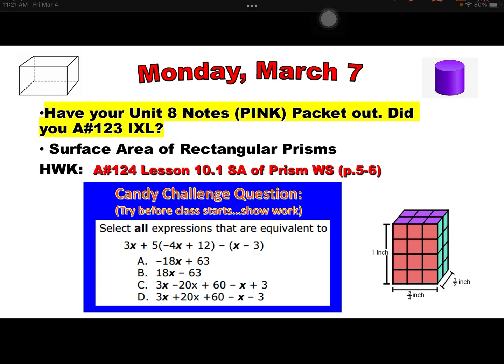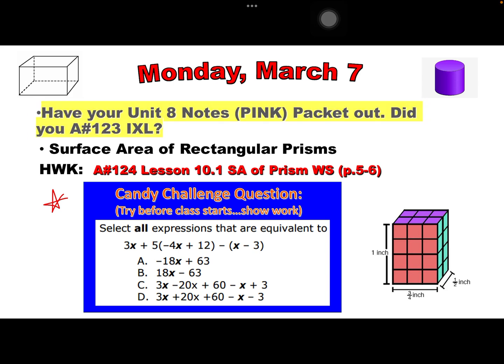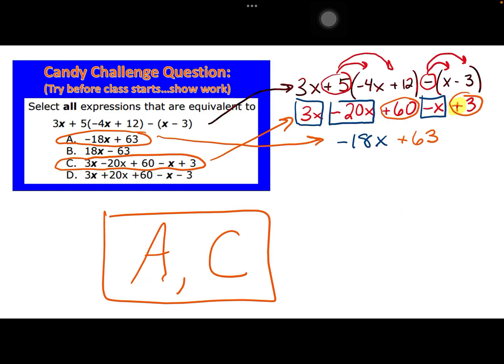And I would like you to try this challenge question, so if you're in class, go ahead and pause this and then try the challenge question. The challenge question asks you to select all the expressions that are equivalent to, and you have that listed. And so here are the answers to that. So the correct answer is A and C.